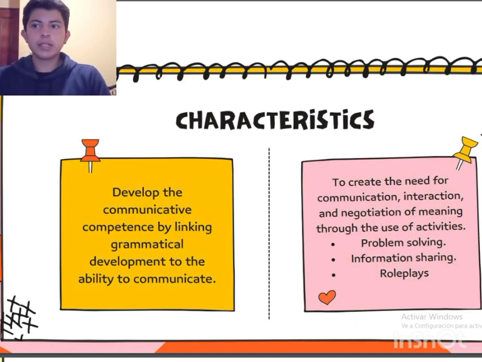Okay, now let's see the characteristics. Developing the communicative competence of learners by linking grammatical development to the ability to communicate. Creating the need for communication, interaction, and negotiation of meaning through the use of activities such as problem solving, information sharing, and role play. Those are very common activities in CLT, and at the same time, those are good strategies to develop this. Facilitating opportunities in both inductive and deductive learning in grammar, implementing content that connects to students' lives and interests, and personalized learning that is applied to their own life.